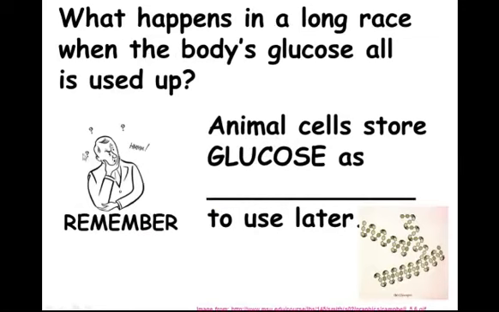So what happens in a long race when your glucose gets used up? Remember, when we eat food, it puts glucose into our bloodstream, and you have a little bit of sugar there for energy needs if you do a quick run or you're starting to play a sport. But remember, we have backup in our glycogen bank. Animals store glycogen by hooking glucose together, and they save it for later. You save it in your liver, you save it in your muscles.